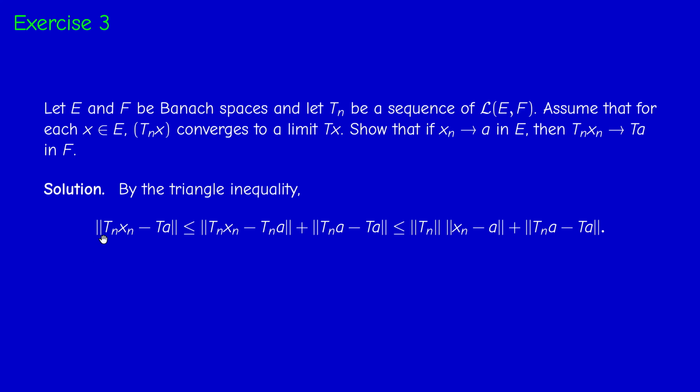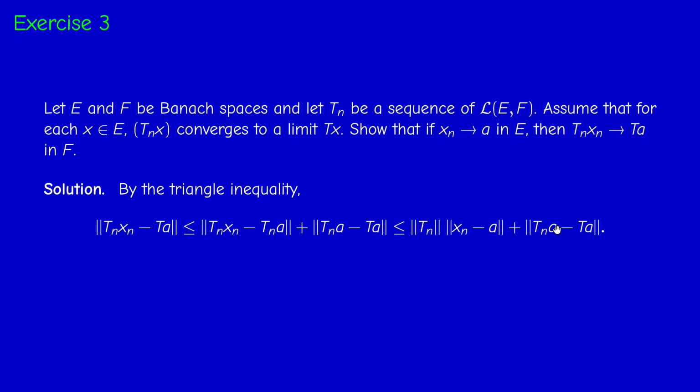So estimate the distance between Tnxn and Ta. We add and subtract Tna. So this norm is less than the norm of Tnxn minus Tna plus the norm of Tna minus Ta. Now, since Tn is linear and bounded, I can factor by Tn. This is just by linearity: Tn of xn minus a. So by the operator norm, this is less than the operator norm of Tn times the norm of xn minus a. This is the fundamental inequality of all linear bounded maps. And I leave this term as it is.